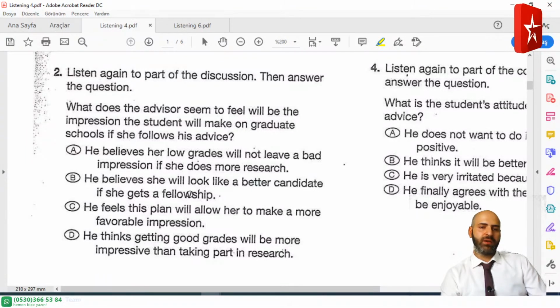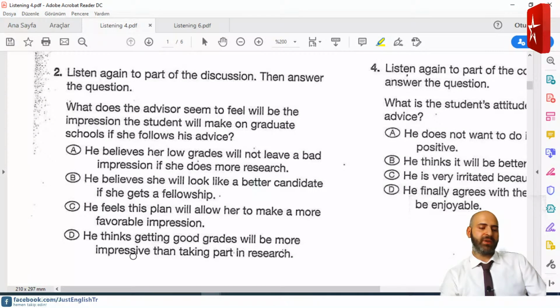So, being a better candidate and getting a fellowship are related to each other, but not that much. Answer C, he feels this plan will allow her to make a more favorable impression. Sounds good to me so far. And D, he thinks getting good grades will be more impressive than taking part in research.